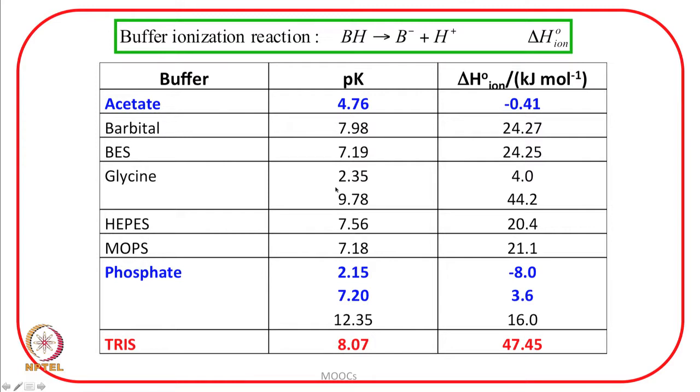Glycine can also be a good buffer of choice when it comes to pH 2. See, pK is 2.35, so therefore, from 1.35 to 3.35, glycine can also be a good buffer of choice, and the corresponding enthalpy of ionization is 4 kilojoules per mole. So, the conclusion of this discussion is that we should avoid choosing a buffer which has a high value of enthalpy of ionization. For physiological pH, phosphate can be a good buffer of choice.